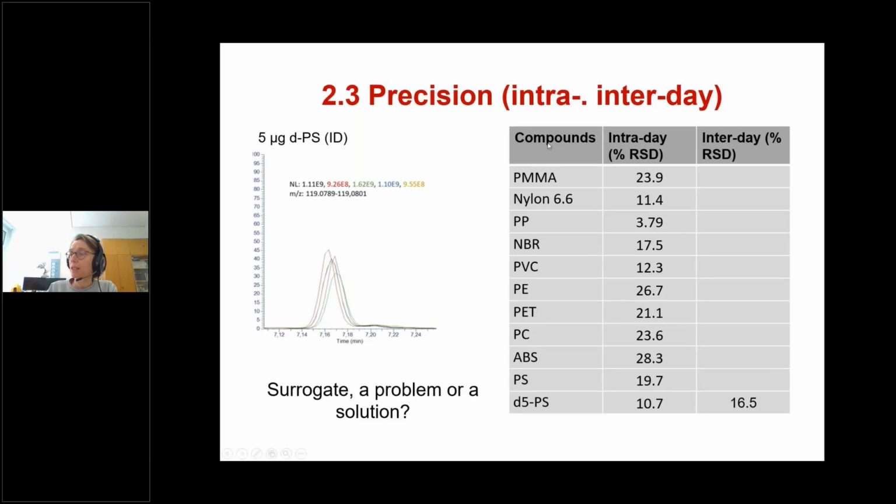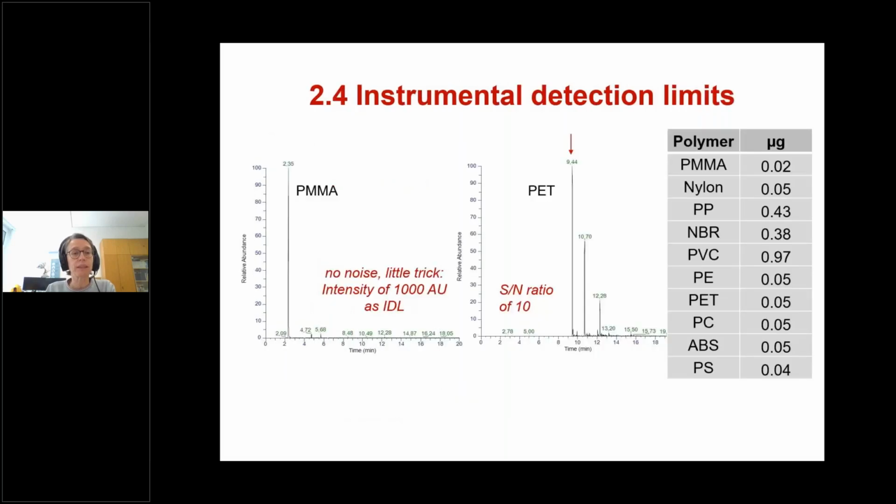But we see that this precision for the intraday, for the rest of the polymers, sometimes it can be very good, 3%, but sometimes it's really high, like 28%. So this variation provides uncertainty in the analysis. If we can correct this with the internal standards, of course, that gives a plus in the quantification accuracy.